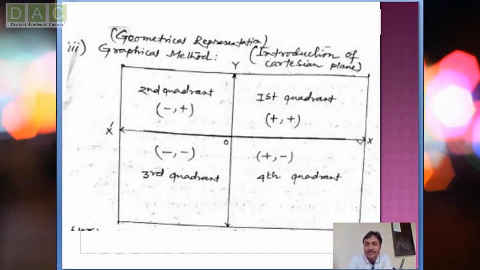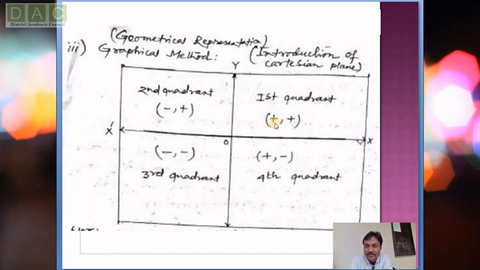Let us try to see. Before going to this geometrical representation or graphical method, we should remember the Cartesian plane. So what is the Cartesian plane? In a Cartesian plane, there are four quadrants: first quadrant, second quadrant, third quadrant, fourth quadrant.